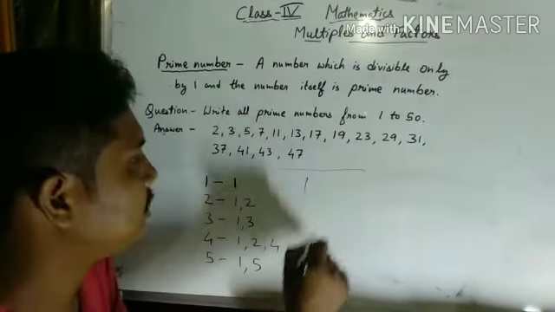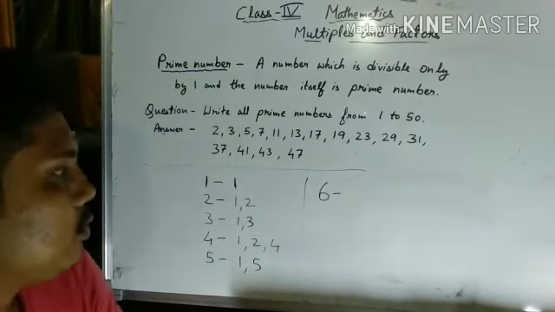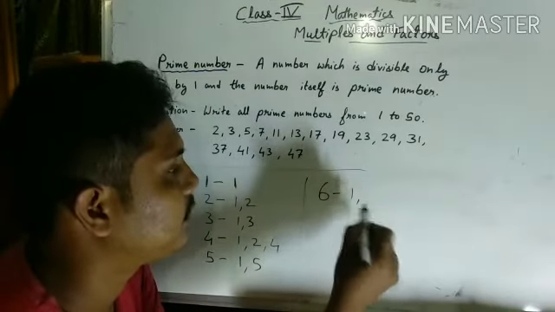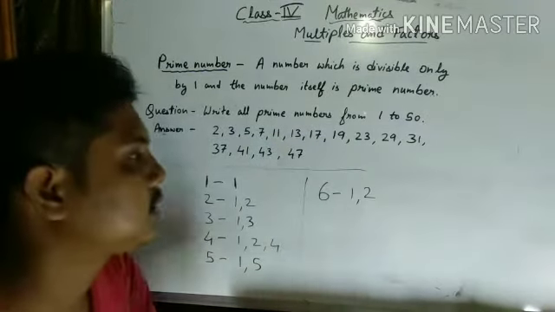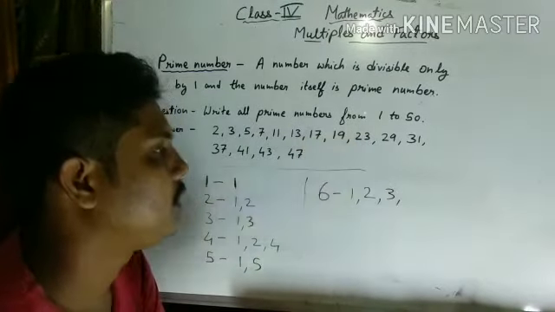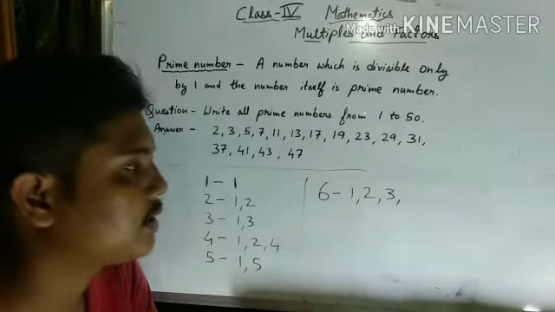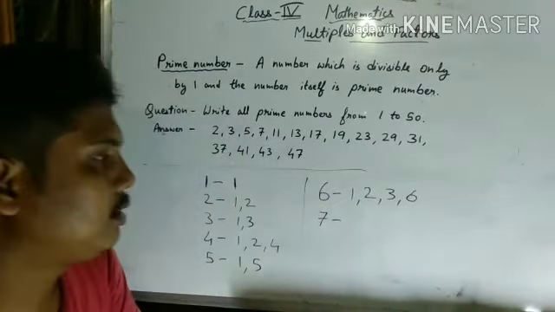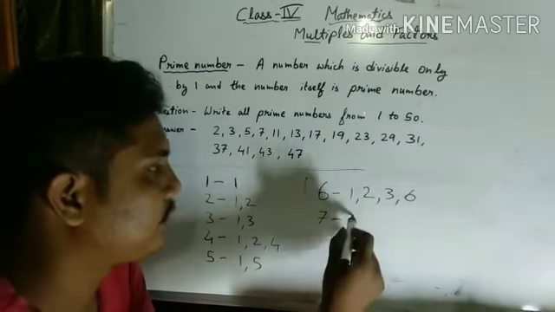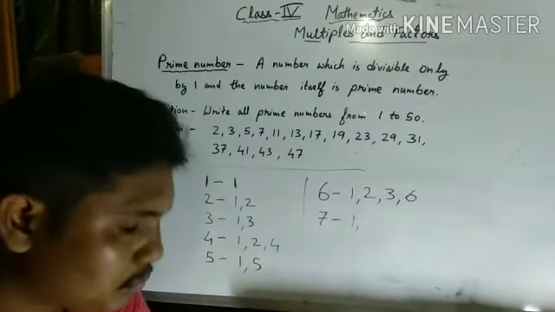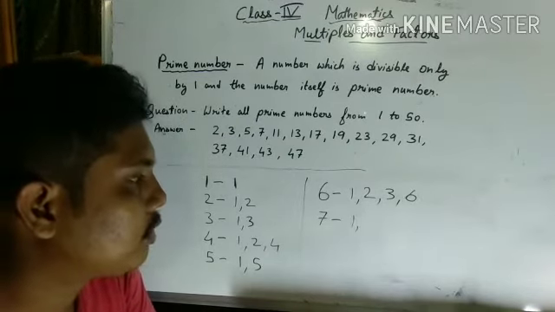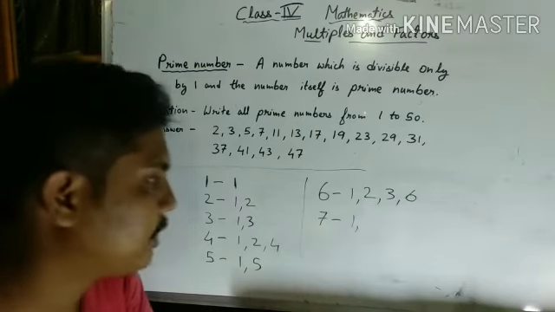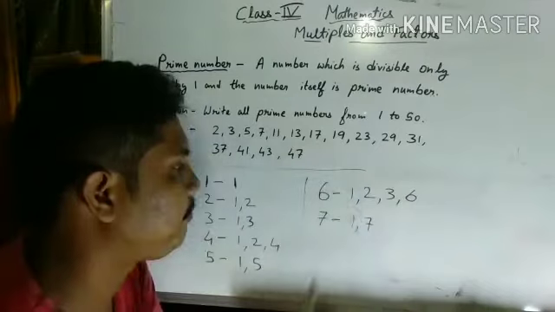Next, suppose here I am writing 6. So which are the numbers that can divide 6? 6 1s are 6, so 1 can divide, 2 can divide, 2 3s are 6, 3 can divide 6, 3 2s are 6, but 4 cannot divide 6. 6 can divide 6, 6 1s are 6. Next, suppose 7. 1 7s are 7, so 1 can divide. 2 cannot divide 7. 3 also cannot divide 7. 4 cannot divide. 5 cannot divide. 6 also cannot divide 7. But 7 can divide 7.